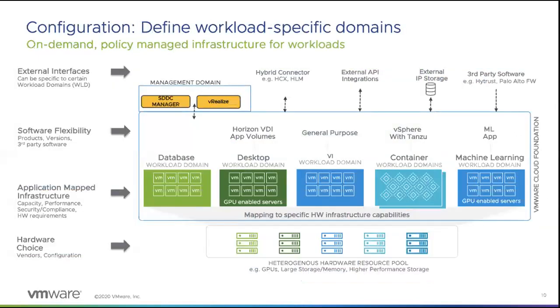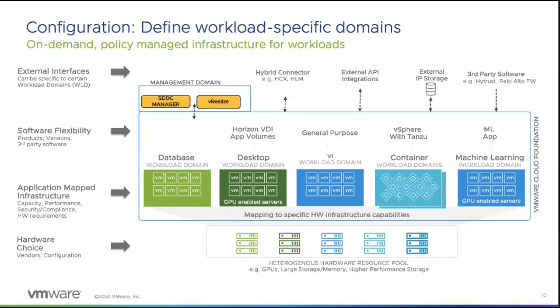Now, within each workload domain, you can have a choice of hardware vendors and configurations. So you can map your resources assigned to you. So we may have a VDI workload domain, and it may have security or compliance requirements, or a database workload domain, which may require high performance, or a container-based workload domain, which may require more capacity. So you can actually choose your hardware from multiple types of vendors, and map your workload domain according to what you plan to run on that.